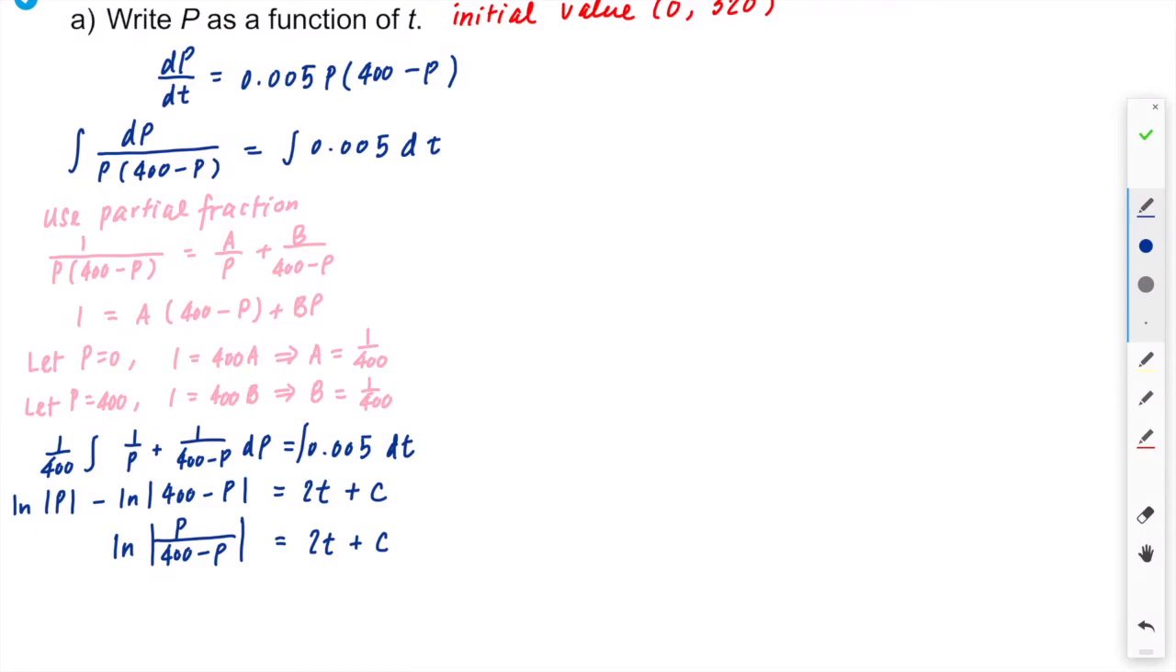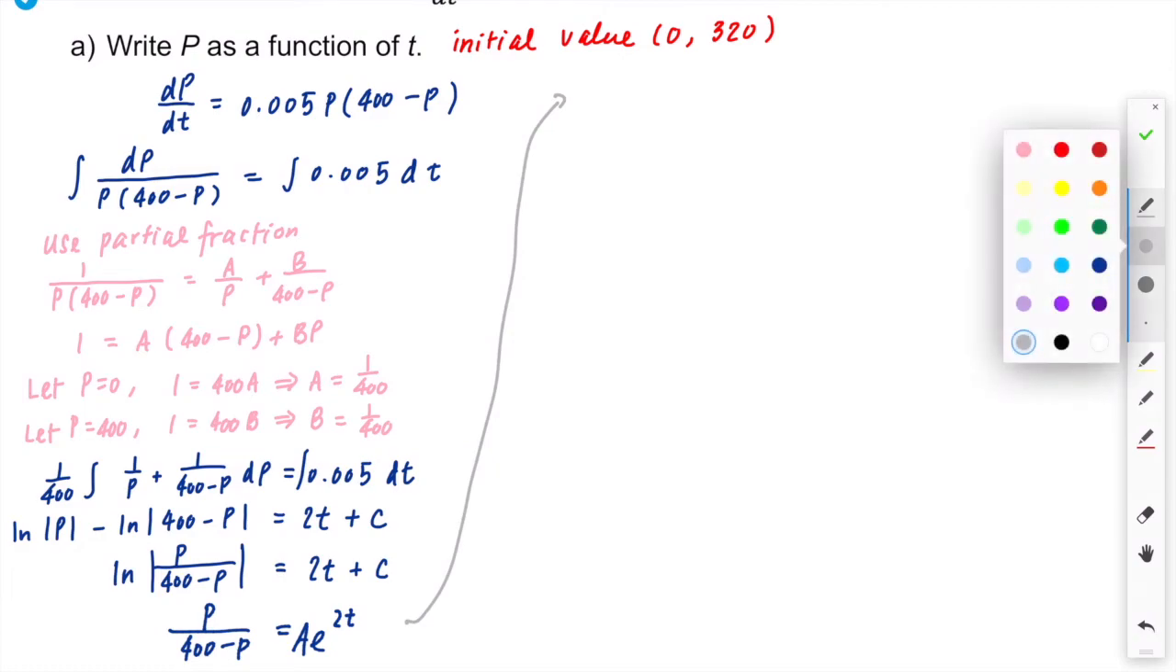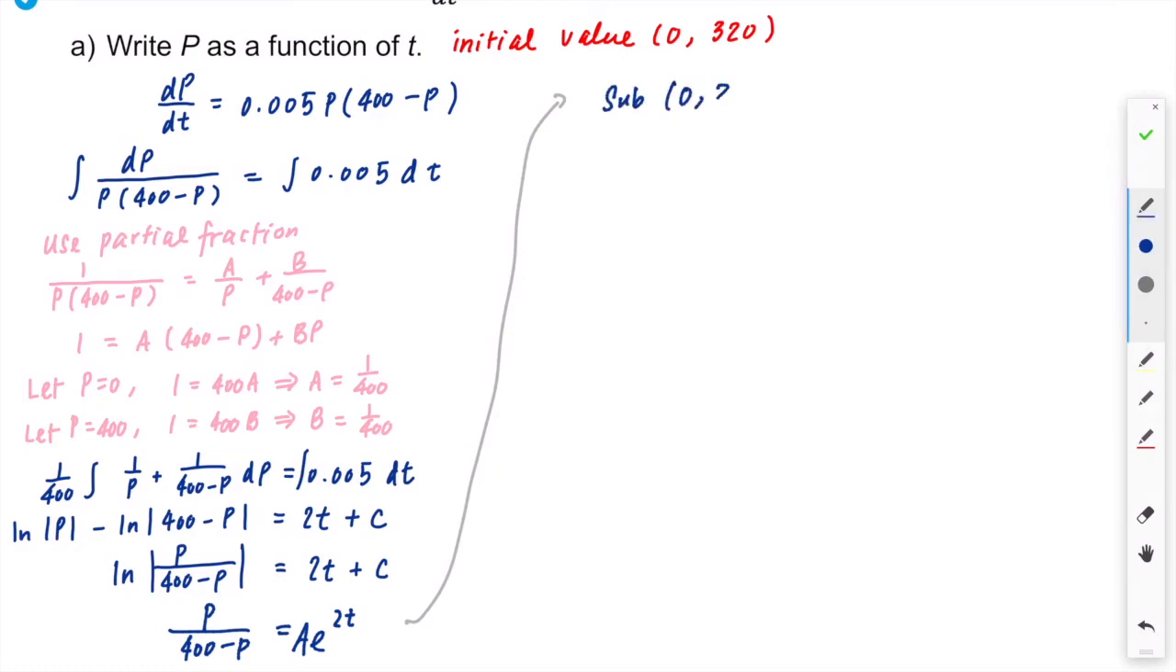P over 400 minus P is now e to the power of 2t plus C, but then e to the C, I can write it as a constant A. So that's good. This is like a general solution. So from here, because I do have the initial value of 0 and 320, I can substitute that to find the constant C, which gives me a particular solution.